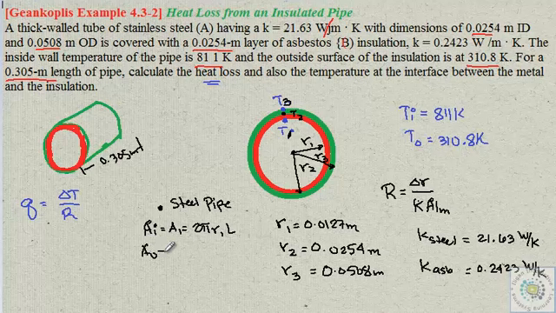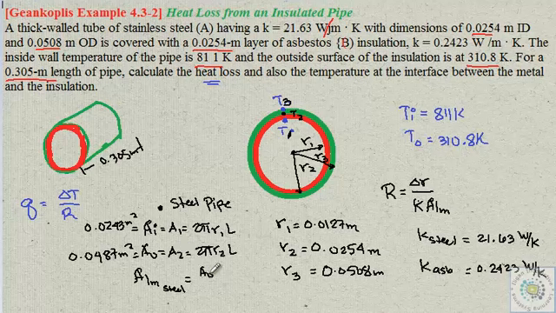For the outer area of the steel, that will be area 2, in this case 2 pi times the radius R2 times L. Computing this will give us some values. The inner area, or area 1, is equal to 0.0243 meters squared, and the outer area of the steel pipe, or area 2, is equal to 0.0487 meters squared.